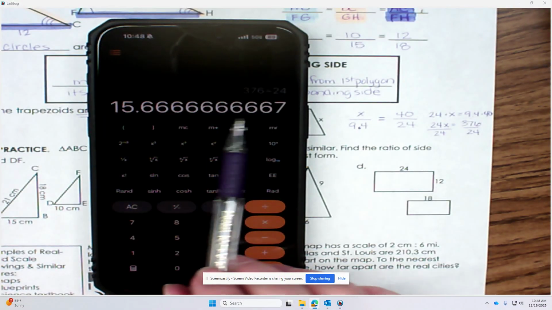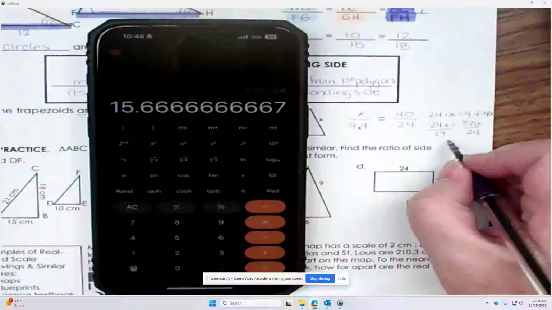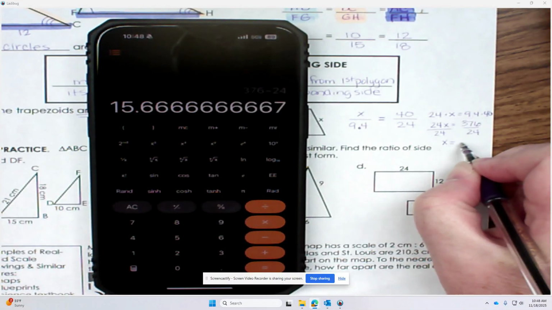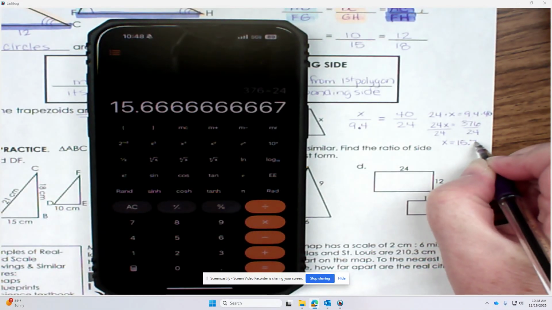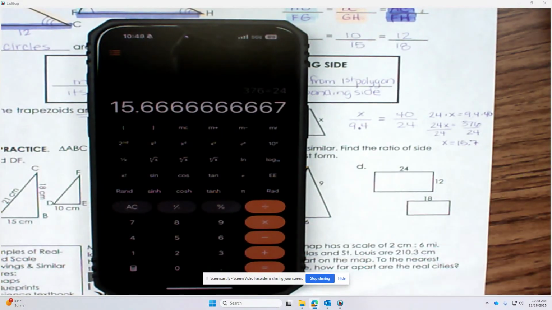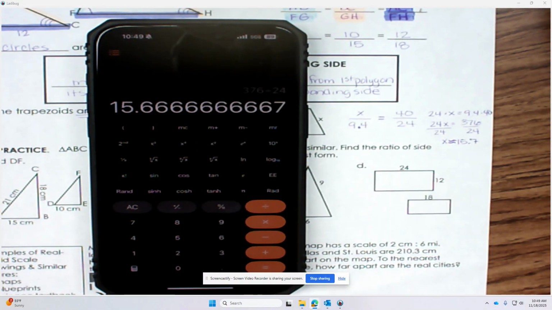This is continuing and ongoing, so we're going to round to the tenths place, and we'll say x is equal to 15.7. And if you really want to be accurate, we can make it wavy since we know we rounded. We can say it's approximately 15 and 7 tenths.